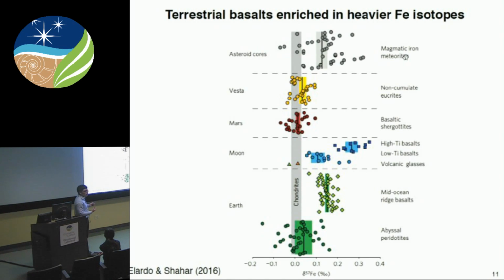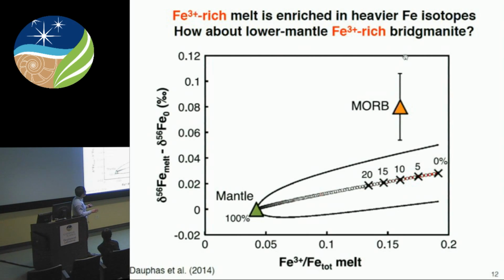The third question is that mid-ocean ridge basalts exhibit heavier iron isotopic compositions than chondrites or other planetary bodies. One mechanism, from a recent paper, shows that valence state could play a role in iron isotopic fractionation. This figure shows the relation between Fe3+ content and the corresponding iron delta-56 composition. It shows a positive relation, which means if the melt is more oxidizing, it can concentrate heavier iron isotopes.